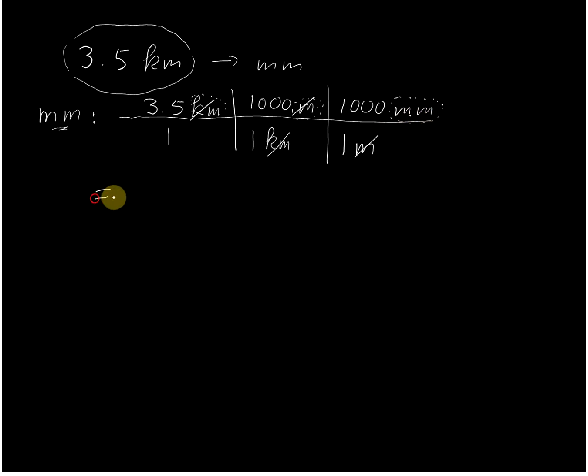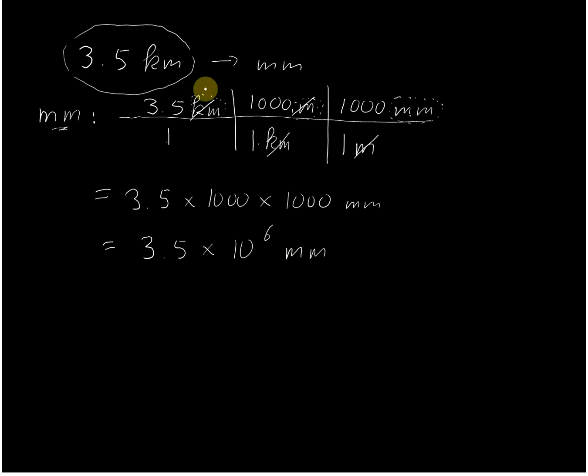So what we've got is 3.5 times 1,000 times 1,000, and the unit that we have left here is millimeters. We don't need to worry about the ones down here because they don't really contribute. So if we want to write this a little bit nicer, we can write this as 3.5 times 10 to the power of 6 millimeters. So this is a very simple example for a conversion.